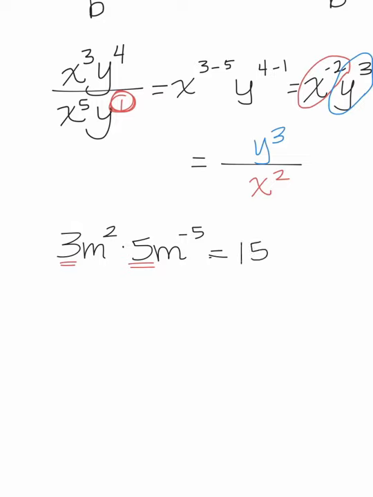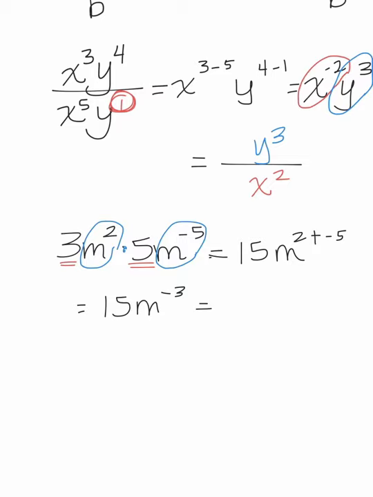Now let's think about our exponents here. Our bases are multiplying, so we need to do what with our exponents? Add, right? So 2 plus negative 5. All right, so 15m to the 2 plus negative 5 is negative 3. Okay, remember, whenever you have a negative exponent, you need a fraction bar for your final answer. Here's why this one's a little bit tricky.